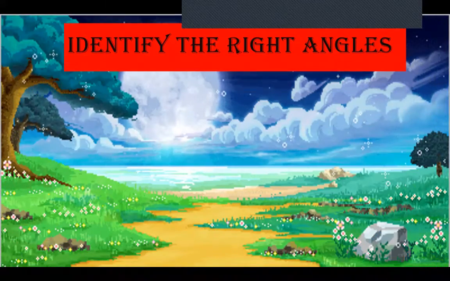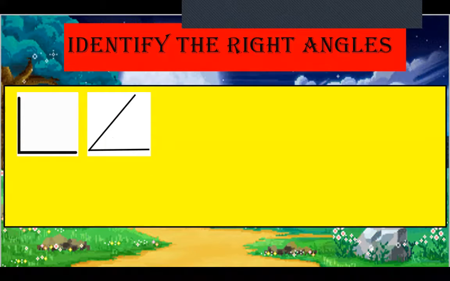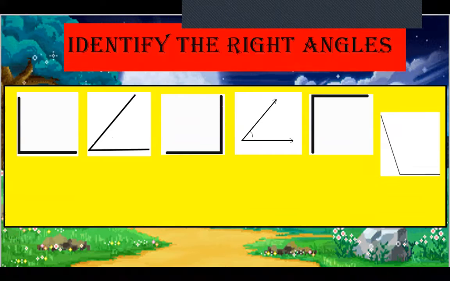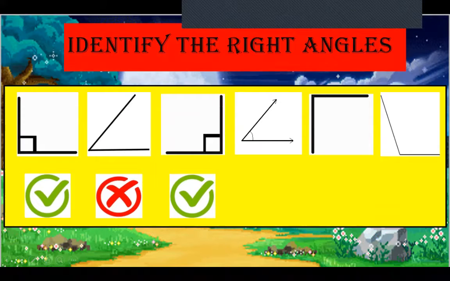Identify the right angles. Here, there are 6 different angles and you need to identify the correct ones. Guess the correct right angles and write it on your whiteboard. Let's check. The first one is exactly 90 degrees, so it's a right angle. The second is not a right angle. Third, again it is showing exactly 90 degrees, so it's a right angle.